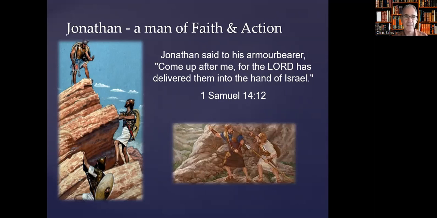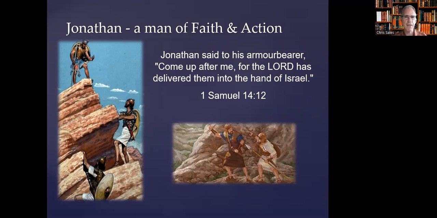The most likely thing is for them to say, "Come up to us," because then they'd be coming up the hill, they'd be at a disadvantage, and so on. The Philistines are not likely to go down to them. And so Jonathan sets up this test and lets God work and acts upon it.